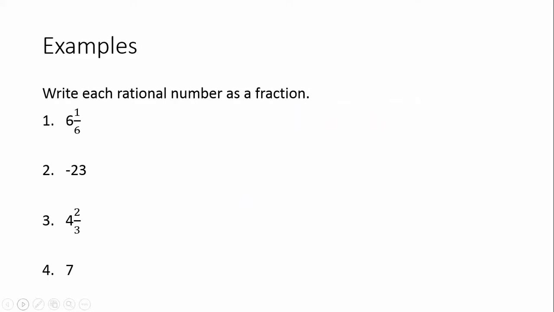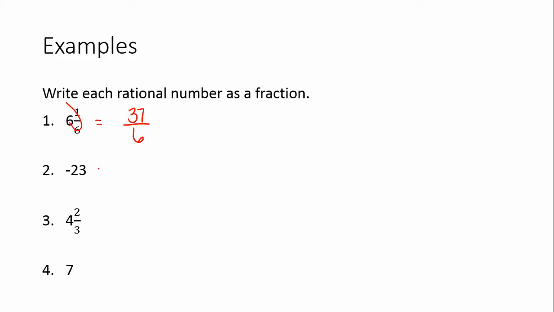So let's write each rational number as a fraction. The first one is a mixed number, 6 and 1/6. So we're going to candy cane. We multiply the whole number times the denominator. 6 times 6 is 36. Then you add the numerator, so that gives you 37. And you write it over the denominator, which was 6. So 37/6.